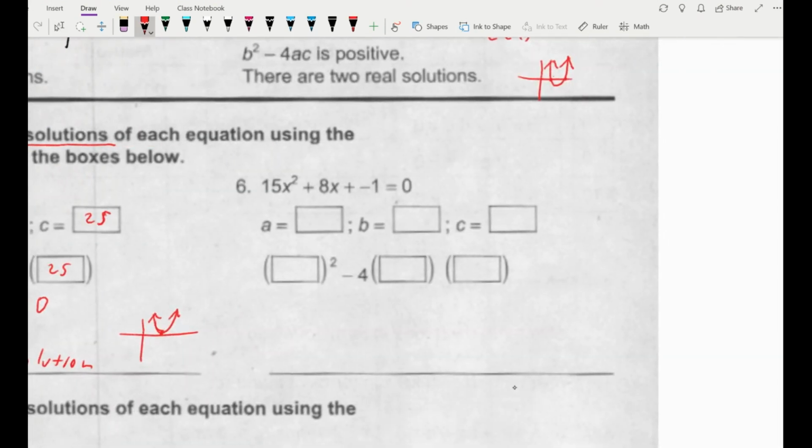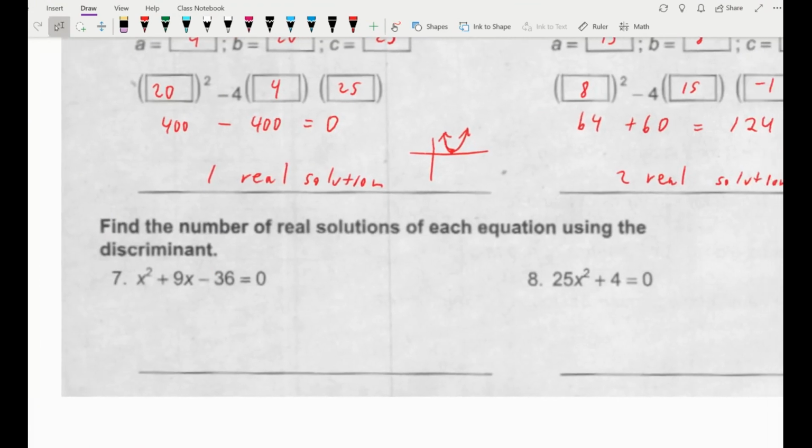Next problem. A is 15, B is 8, C is negative 1. B squared is 8 squared minus 4AC. We get 64 minus 4 times 15 times minus 1, which is a plus 60. So we're going to get a positive 124, which is greater than 0. So in this case, we will get two real solutions. This graph will cross the x-axis at 2 points.